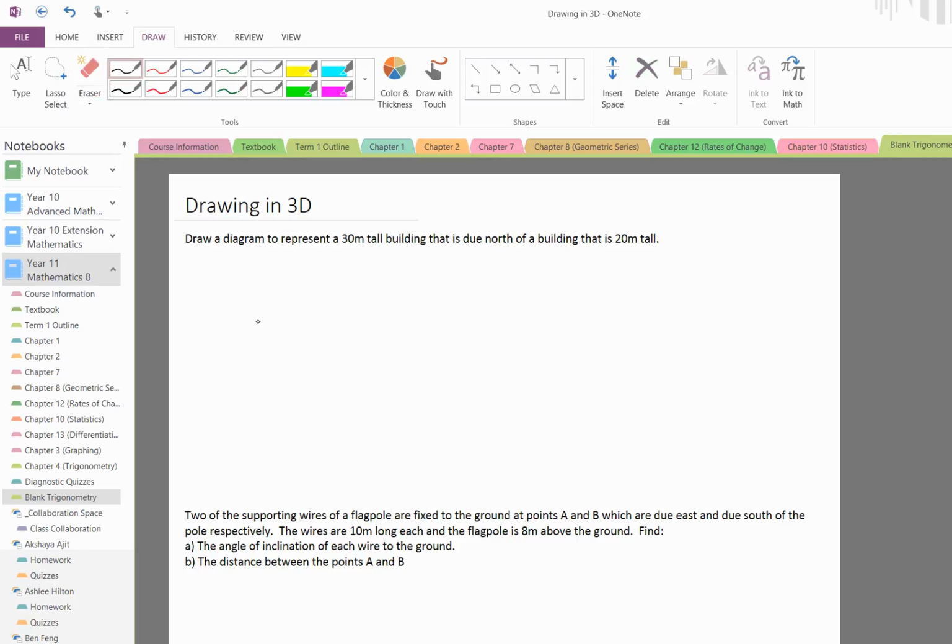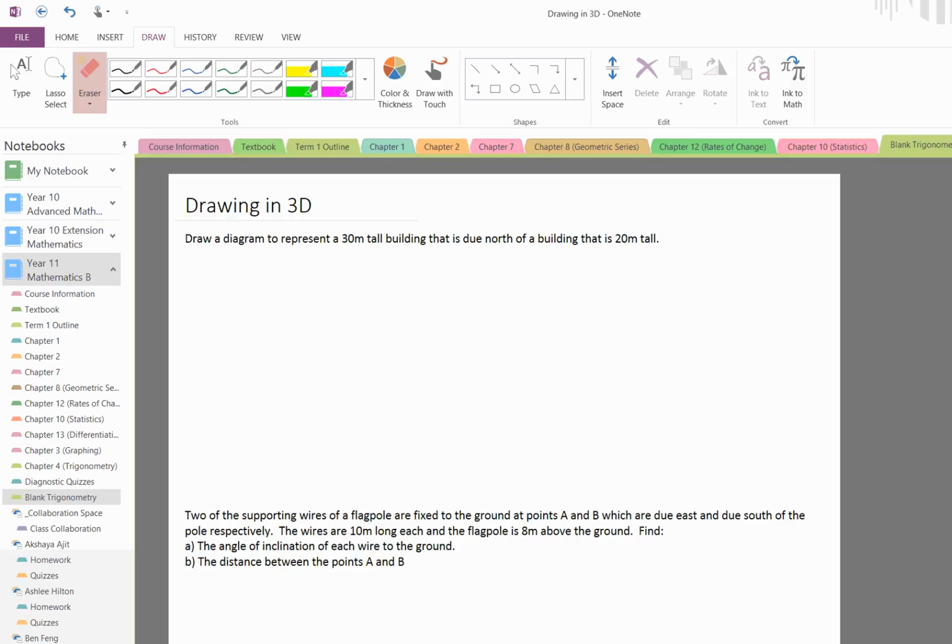Okay, I'd think, all right, here's one building, here's another building. I don't know this distance, but I know that these are 20 meters tall. So the 30 meter tall building is due north of this one that's 20 meters. That's a pretty weird way to draw diagrams.